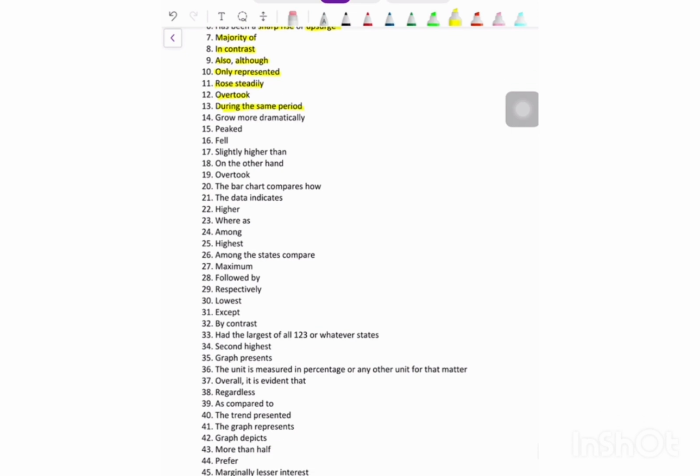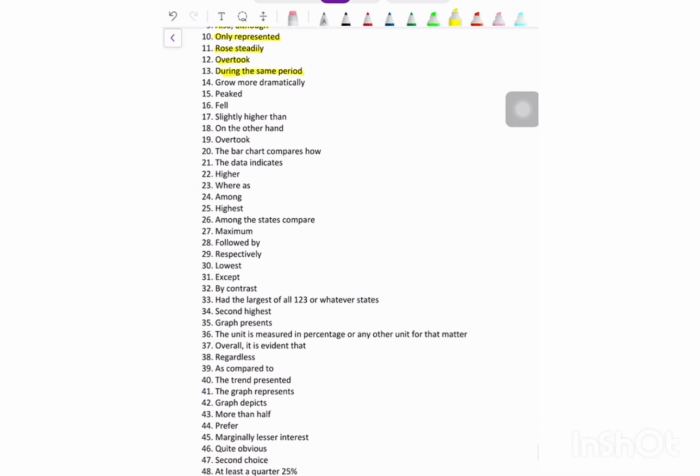During the same period. Now this is related to time or adverb related lexical resources, that during the same period this thing happens. So instead of writing the years again, like 2000 this, 2000 that, you can write during the same period, and you can then show or talk about two trends. Grow more dramatically. Dramatically means we are emphasizing that it had a very sudden rise. Peaked.